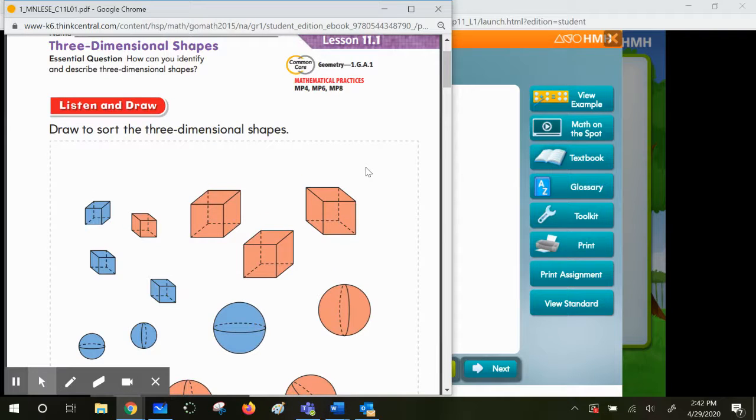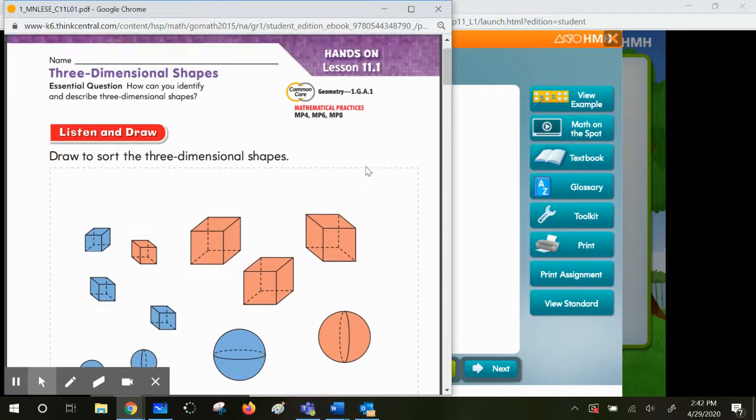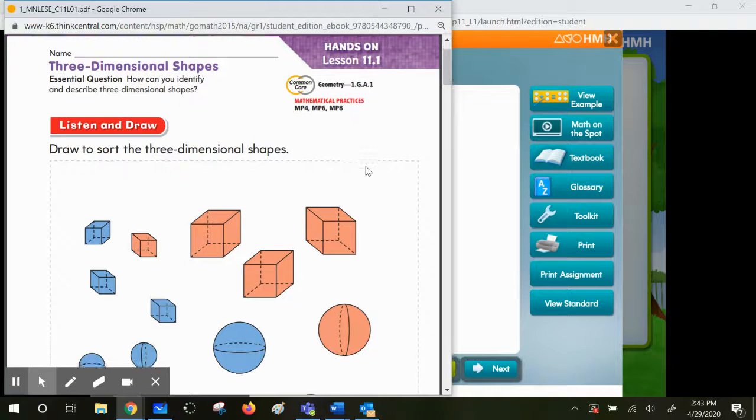Very simple. I'm going to go through and read our big essential question that we're thinking about today. I'm going to read through the problems, and then you need to go back and solve them when I am finished. Unless, of course, you want to stop the video after each question and answer the problem and then press play and continue. So, the essential question is, how can you identify and describe three-dimensional shapes?